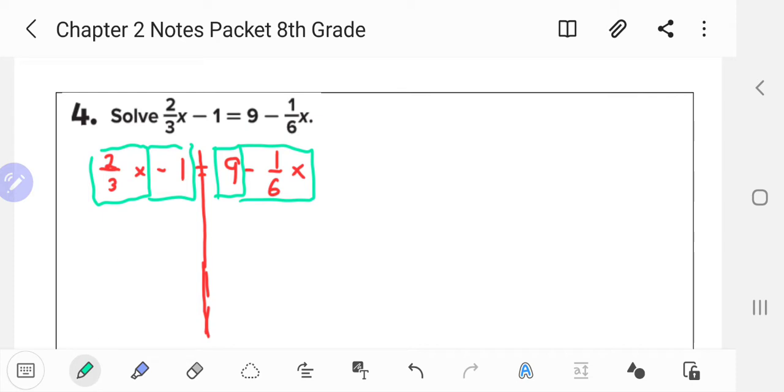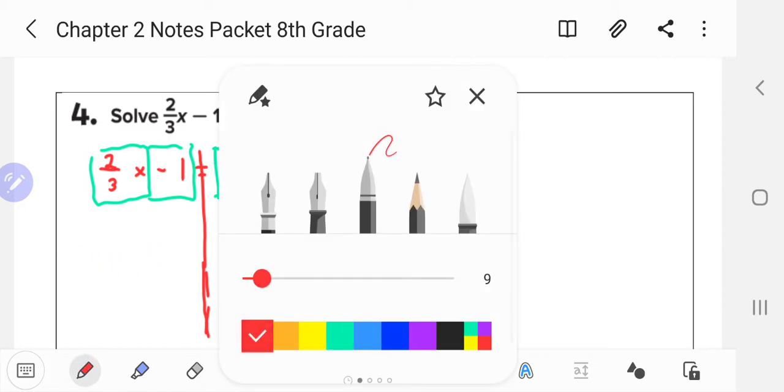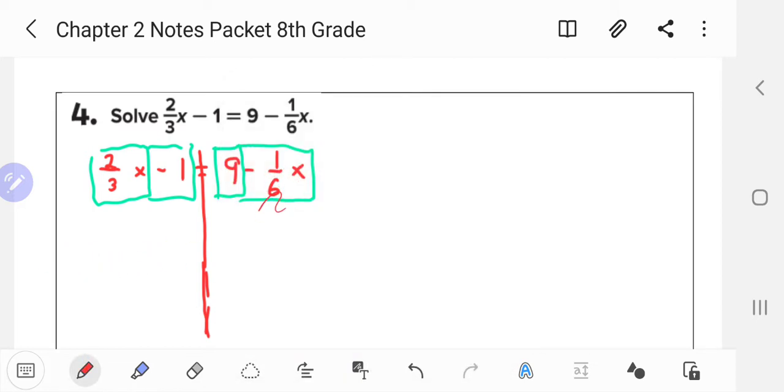If I see a negative term, like that negative 1/6 x, I like to add those. I like to get rid of those by addition. I don't know, I just prefer addition over subtraction. So I'm going to add 1/6 x, canceling the minus 1/6 x out. I'm going to take that to the other side because my property of equality says I have to do what I do to one side, I have to do the other side.